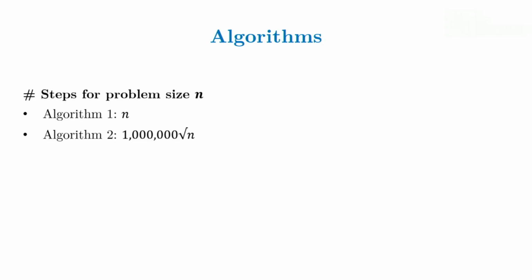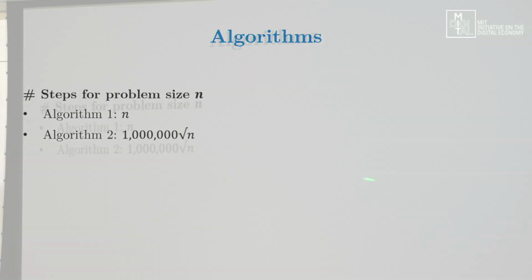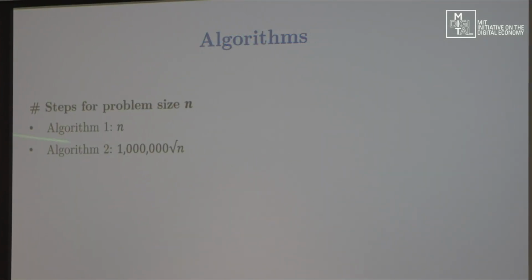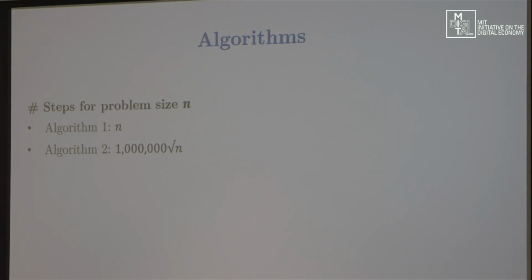So if you go from a size 10 problem to a size 20 problem, you're going to exactly double the amount of computations that you need to do. Okay. Algorithm 2 here, we're saying, well, it's actually going to grow like the square root of n, so much smaller. That's very nice. But there's going to be this factor up in front of it, of 1 million.